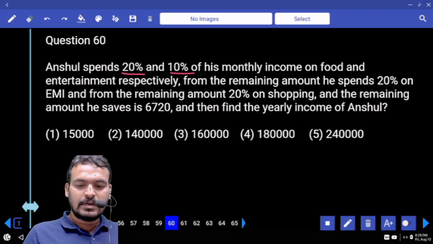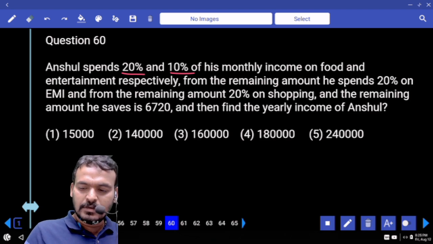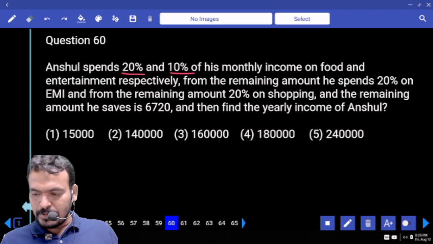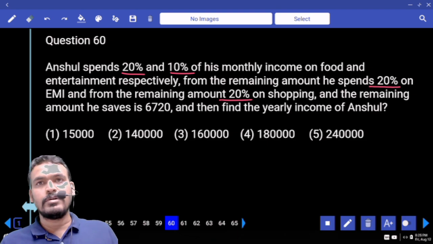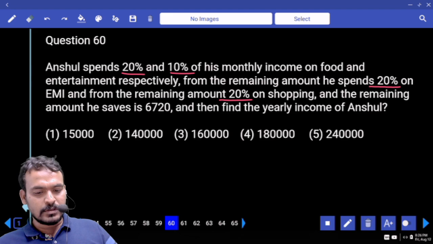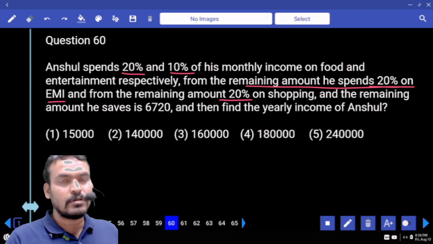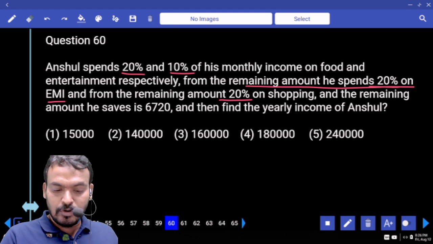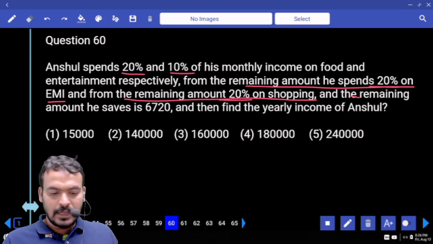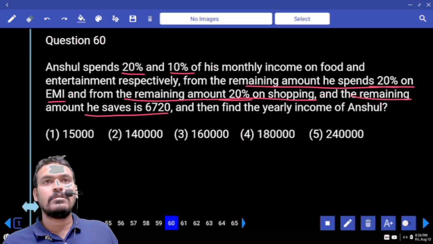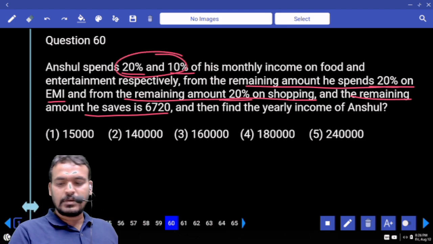20% and 10% already spent. Means how much percent is completed? 30%. What is the remaining balance? 70%. Out of these 70%, first time 20%, second time 20%. Total 40% completed. From the remaining amount, he spends 20% on which one? EMI. From the remaining amount, 20% on which one? Shopping, or not? And the remaining amount he saves how many rupees? 6720, or not? Okay. First, how much percent is completed?